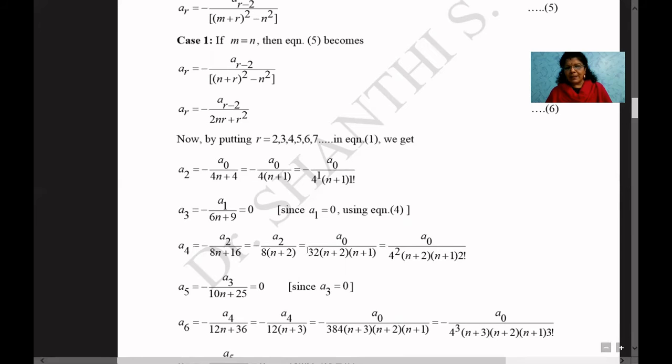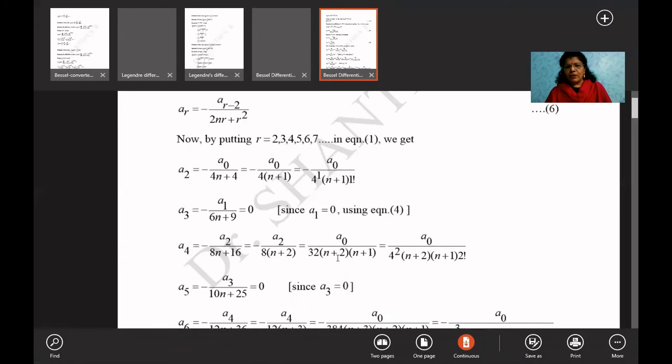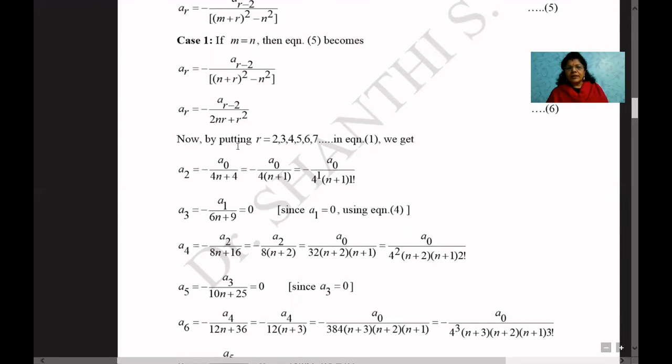a4, this value I'm substituting. What is a4? Positive a0 divided by 32 into n plus 1. Here negative is there, so you'll be getting negative a0 divided by 32 into 12 is 384 into n plus 3 into n plus 2 into n plus 1. Correct? Now, you observe all the last term of a2, a4 and a6.